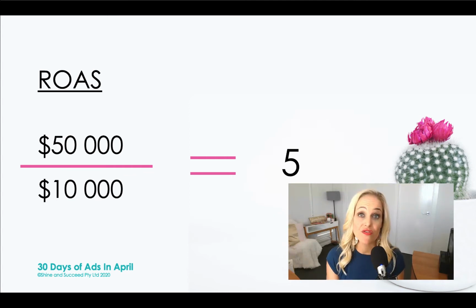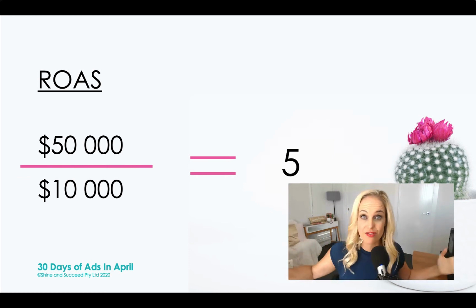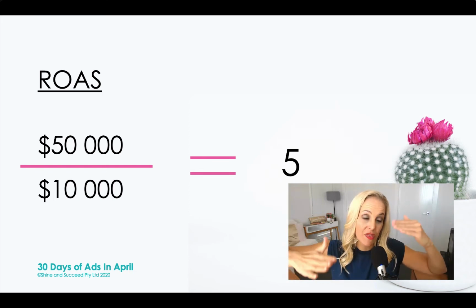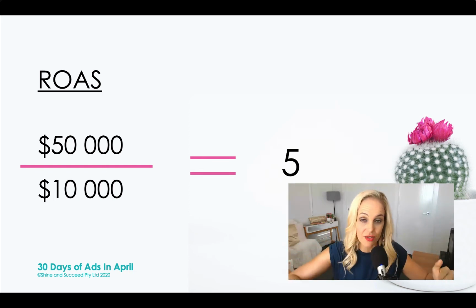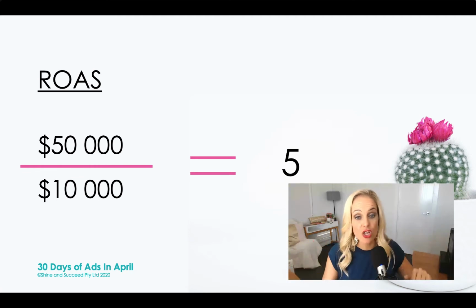Now, a ROAS of 5 is great, but just keep in mind that for some products, the ROAS is massive, but they only launch once a year. For others, it's smaller, but they're on a constant launch cycle the whole time. So it depends on your business model.